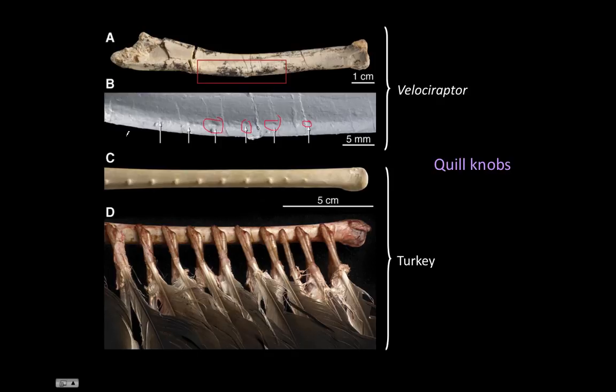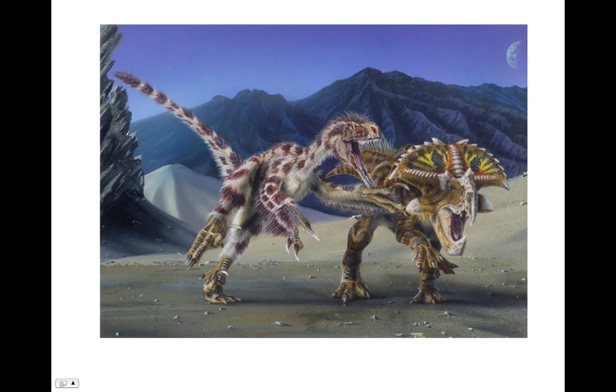So this is another example of a feature that we commonly associate with one group of vertebrates, birds, being found on another group of vertebrates, theropod dinosaurs. Here's another image of a Velociraptor. Here it's harassing this Protoceratops, and you can see how it's covered with these feathers, as it's thought that a lot of theropod dinosaurs were.